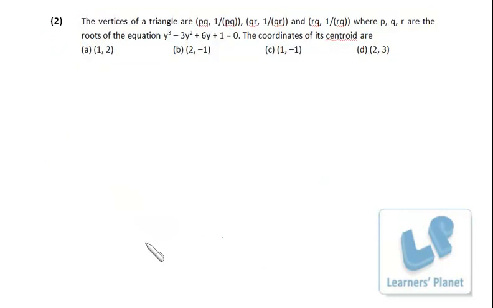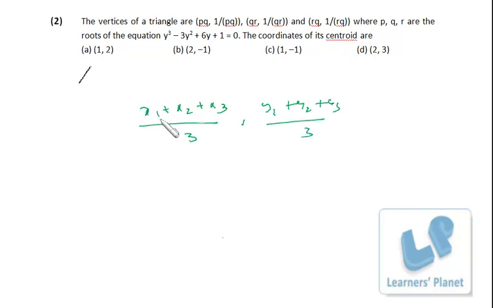Now this is a classic question that tests your knowledge of coordinate geometry as well as algebra, right? Now the vertices of the triangle are where P, Q, R are the roots of this equation. So if your basic algebraic concepts are clear, then you can do this problem very easily. Now the coordinates of the centroid we have to find out. So the coordinates are (x1 plus x2 plus x3) by 3 and (y1 plus y2 plus y3) by 3, if the three vertices are (x1, y1), (x2, y2) and (x3, y3) of the triangle, right?